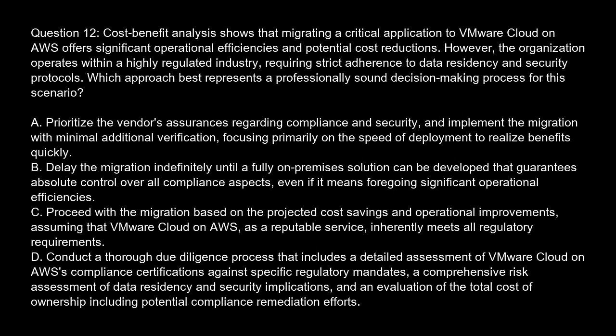Option C. Proceed with the migration based on the projected cost savings and operational improvements, assuming that VMware Cloud on AWS, as a reputable service, inherently meets all regulatory requirements. Option D. Conduct a thorough due diligence process that includes a detailed assessment of VMware Cloud on AWS's compliance certifications against specific regulatory mandates, a comprehensive risk assessment of data residency and security implications, and an evaluation of the total cost of ownership, including potential compliance remediation efforts.